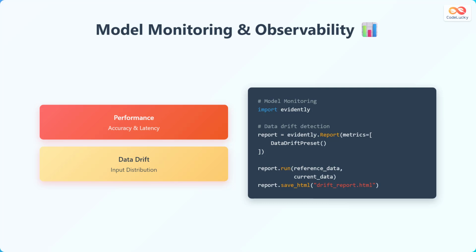Model monitoring and observability are important for maintaining model performance in production. We need to track performance metrics such as accuracy and latency. Also, it's important to monitor data drift.